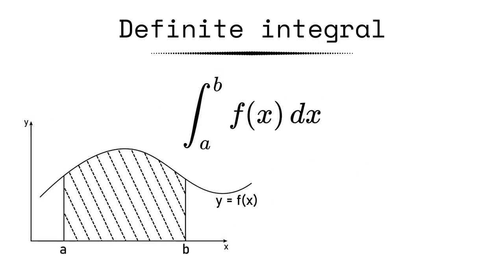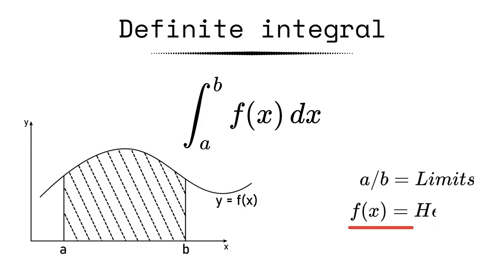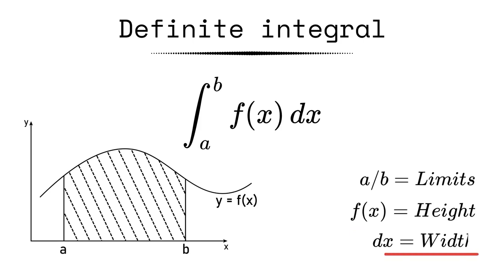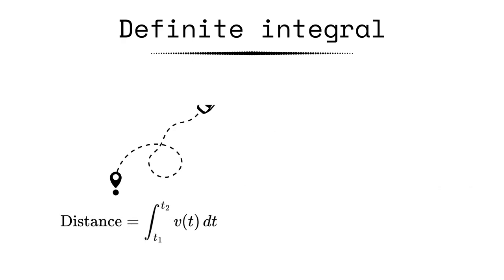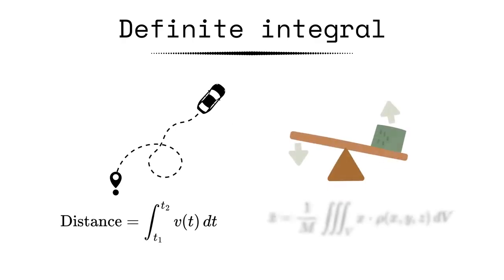The elongated S is the integral sign. A and B are your limits. F of x is the height of the function, and dx represents a tiny infinitesimal width. Where is it used? Everywhere, from calculating distance traveled given speed to finding the center of mass of an object.